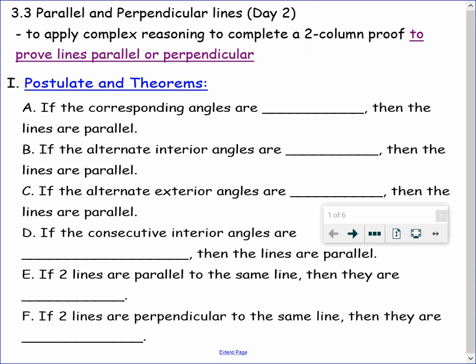3.3, parallel and perpendicular lines, day 2. I know yesterday 3.3 was titled a little differently, but it was still day 1. Today is September 30th.